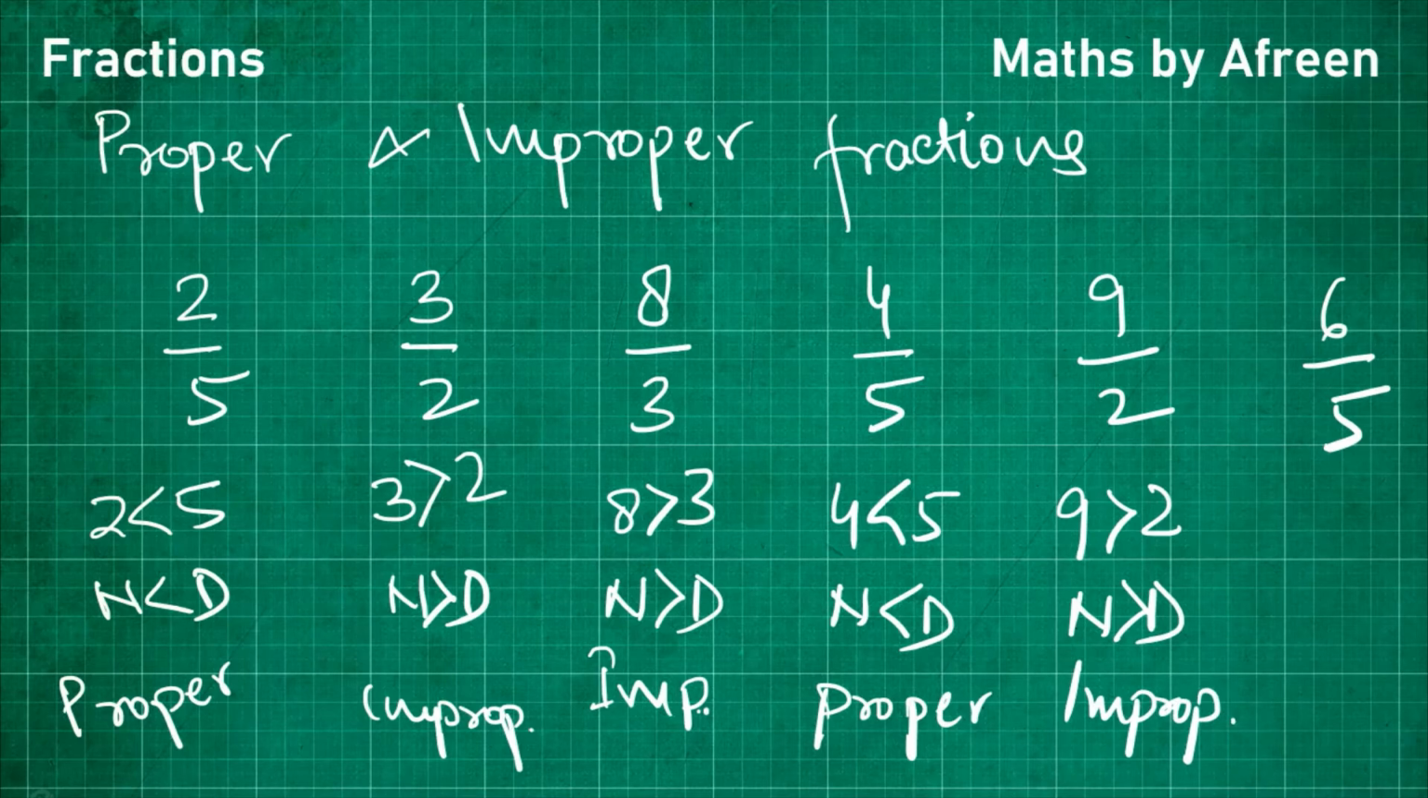What about 6 by 5? Again 6 is greater than 5. That means numerator is greater than the denominator. So again it will be the improper one. So these were the examples of the proper and improper fractions.